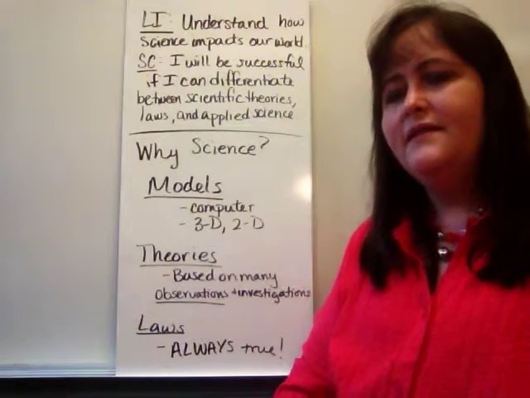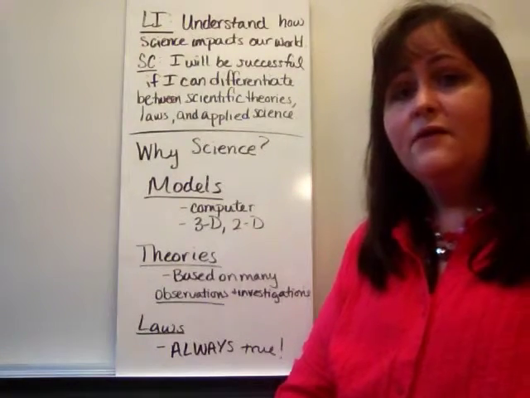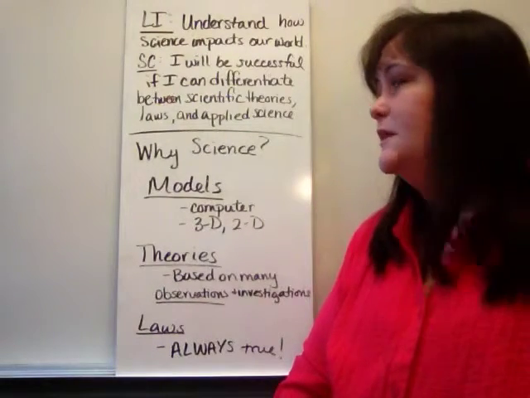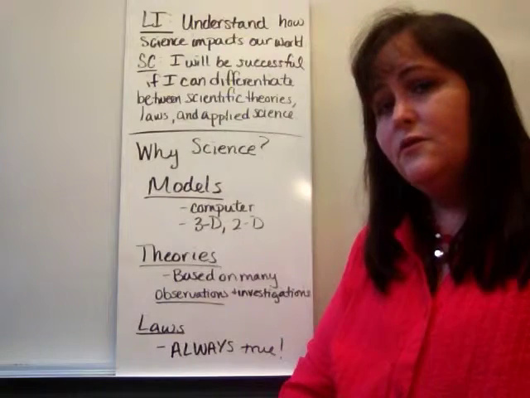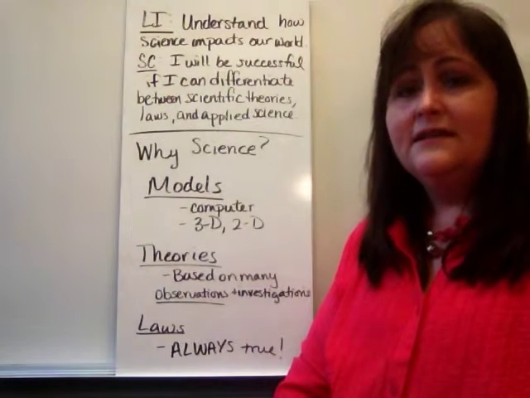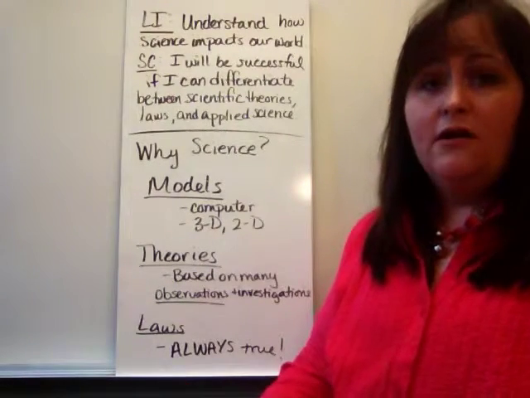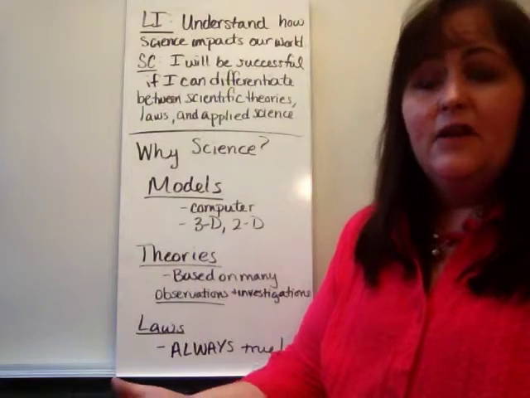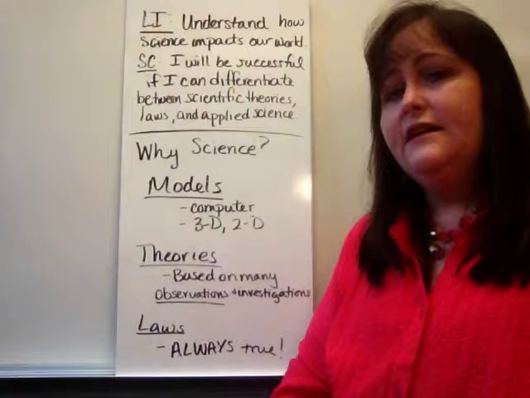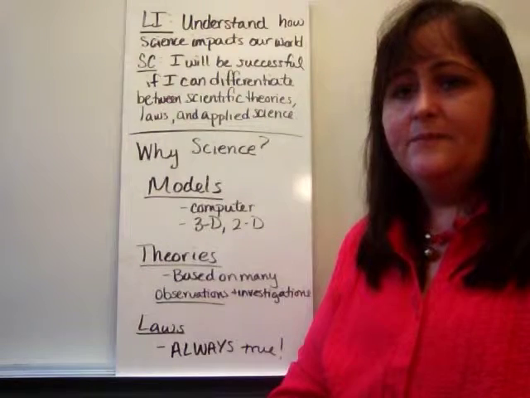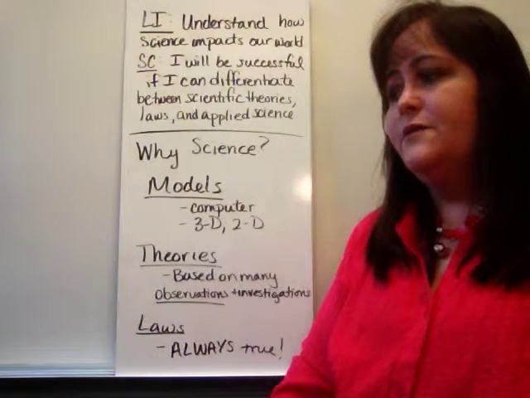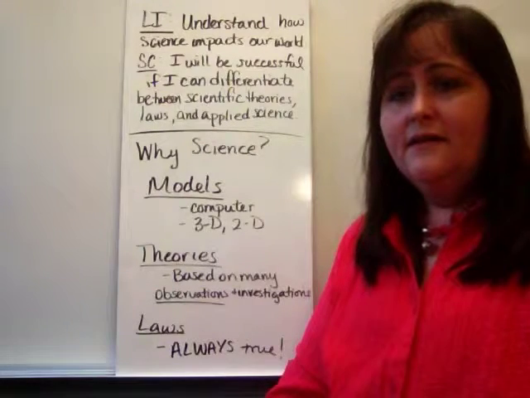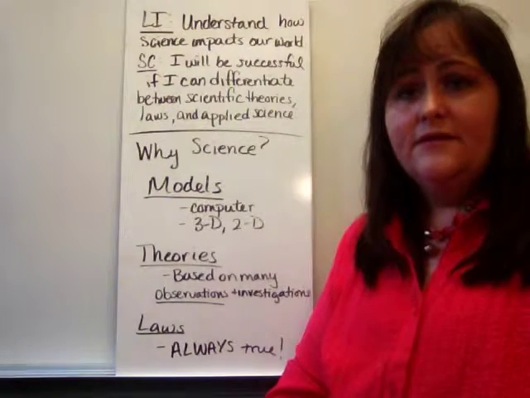One of the most basic things it gives us is models. Models that tell us how things work or show us how things are related. Those models can either be computerized, three-dimensional, or two-dimensional. 3D is like the kind of model you might build of a car or a house or maybe of an airplane, or 2D as in the kind you'd find on a piece of paper. Sometimes those models show us how things are related, sometimes they show us how they're constructed. That's one of the things that science gives us.